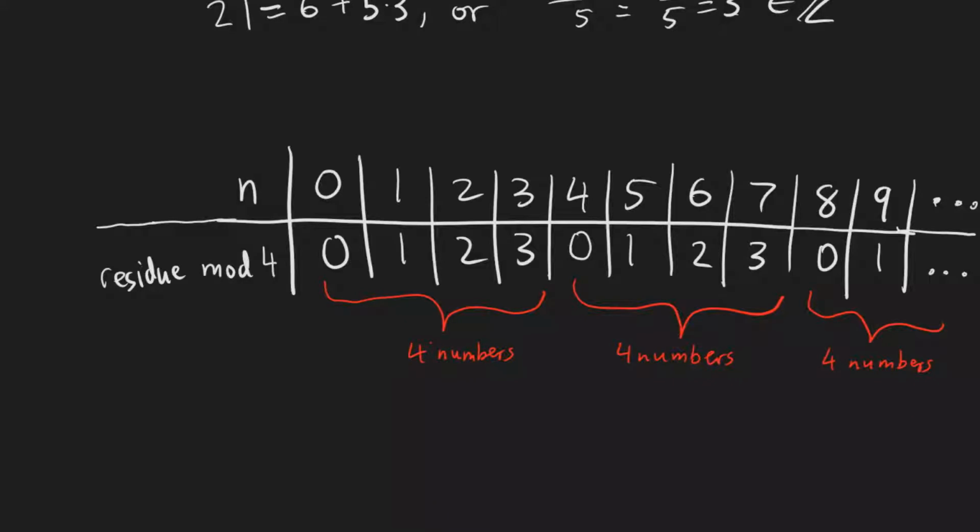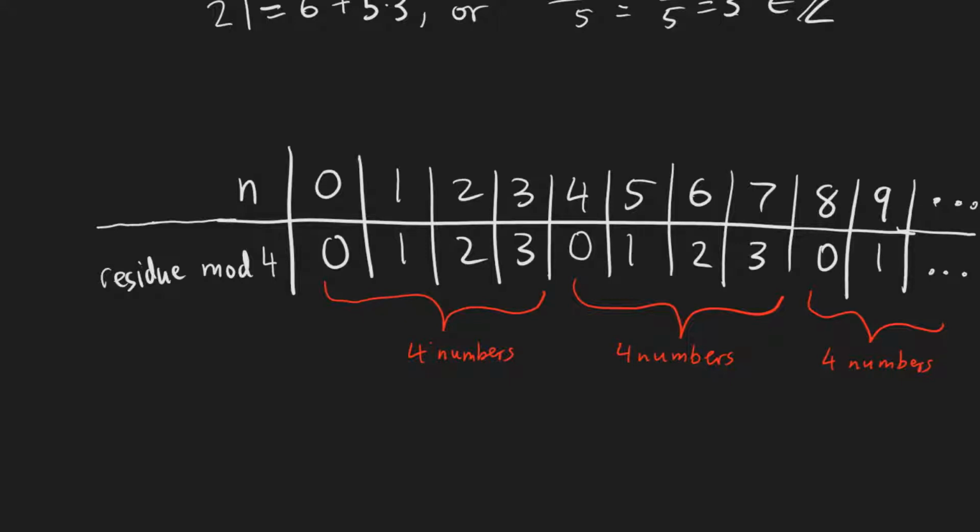We often talk about the residue of a number mod a base, and all that means is that when you divide that number by the base, what's the remainder you get? For example, here, if we take a bunch of numbers from 0 through 9, and divide them by 4, these are the residues we get.